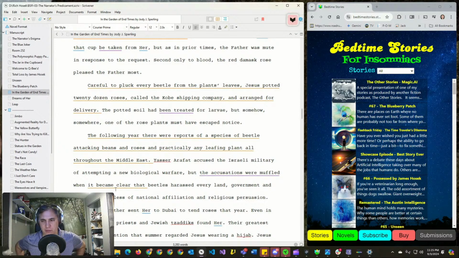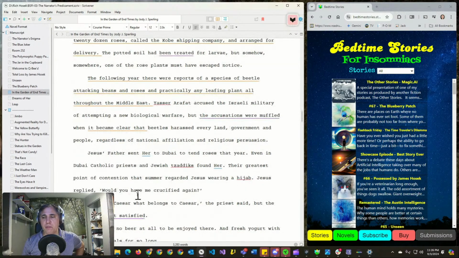Following year, there were reports of a species of beetle attacking beans and roses and practically any leafing plant at all throughout the Middle East. Yasser Arafat accused the Israeli military of attempting a new biological warfare, but the accusations were muffled when it became clear that the beetles harassed every land, government, and people, regardless of national affiliation and religious persuasion. Jesus' father sent her to Dubai to tend roses that year. Even in Dubai, Catholic priests and Jewish zaddicks found her. Their greatest point of contention that summer regarded Jesus wearing a hijab.